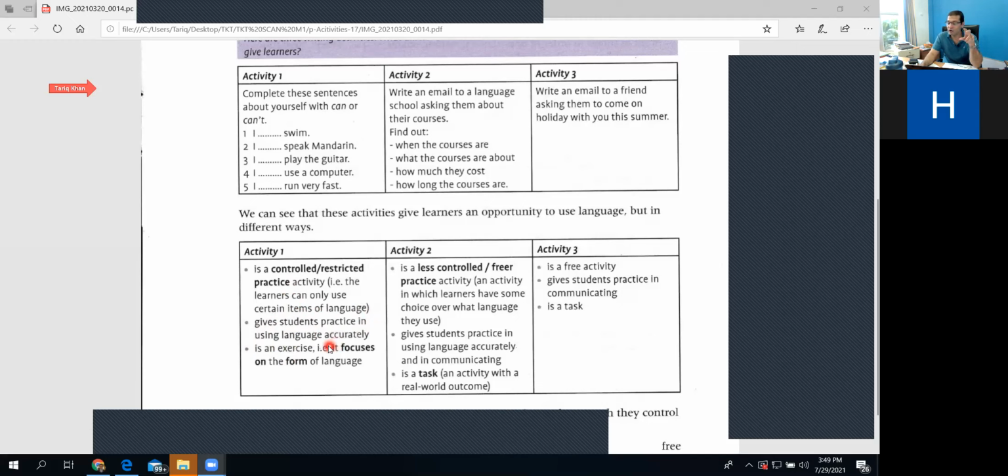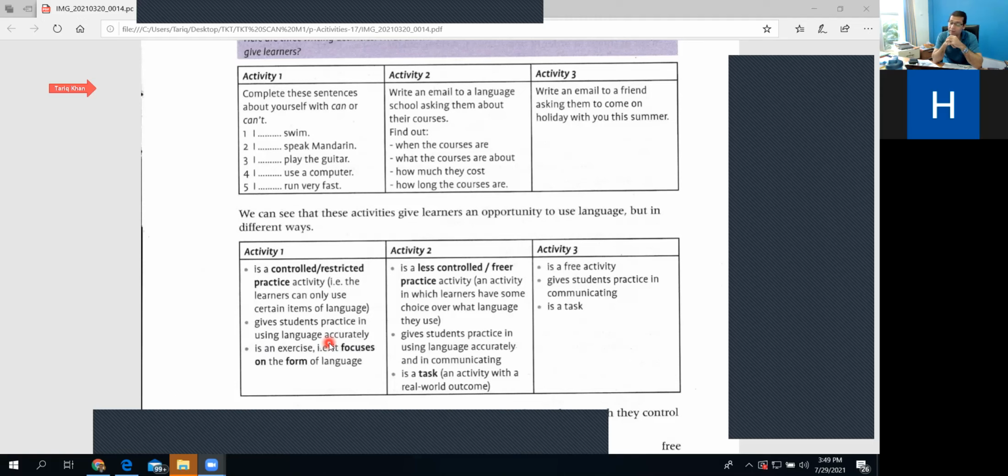Definitely, when they are not using a lot of things in the language, they are focusing only on the two parts, can and can't. So definitely they will learn it in a much better way, how to use can and how to use can't. Okay, so this is the output of it. When we want students to be accurate at a particular part of language, we ask them to do a controlled practice activity.